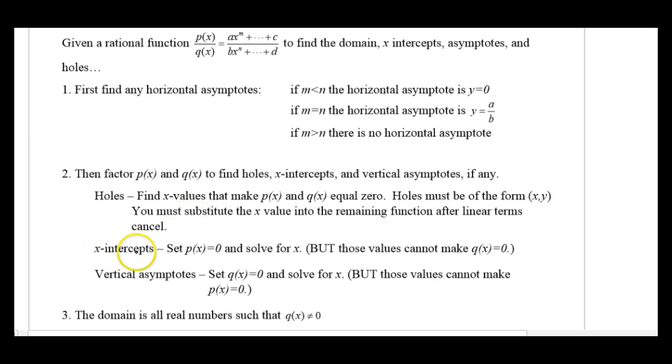To find x-intercepts of the graph, we need to set p of x, the numerator, equal to 0 and solve for x. But, and this is a big important but, those values cannot make q of x equal 0. So we're going to find all the x values that make the numerator 0, but if those values also make the denominator 0, they can't be x-intercepts. That's where holes in the graph occur. So we have to be really careful about that distinction. So it's not just always set the top equal to 0. We have to make sure that those values don't make the bottom 0, because then in fact we found a hole, not an x-intercept.